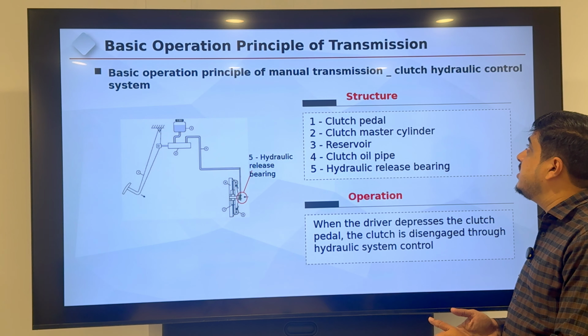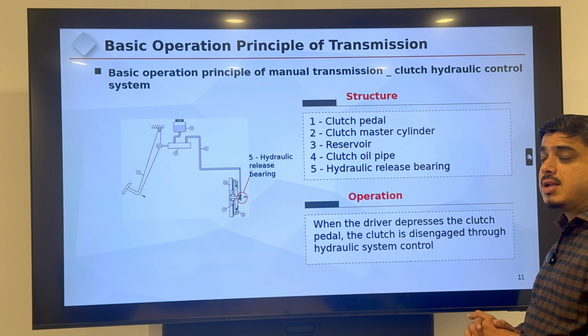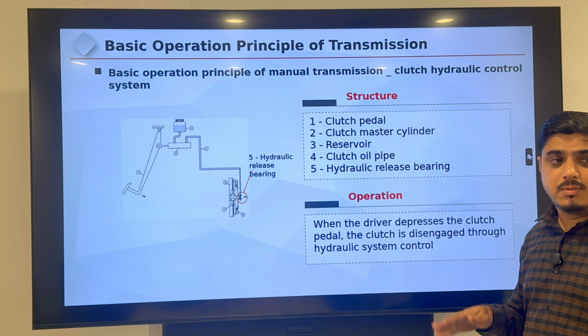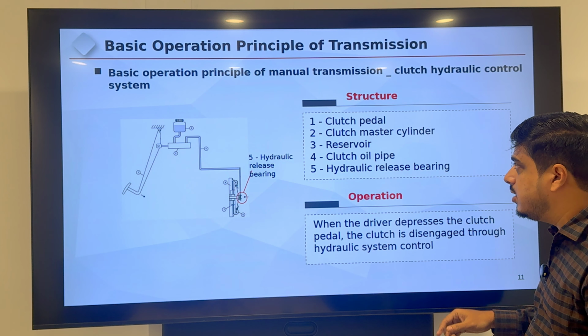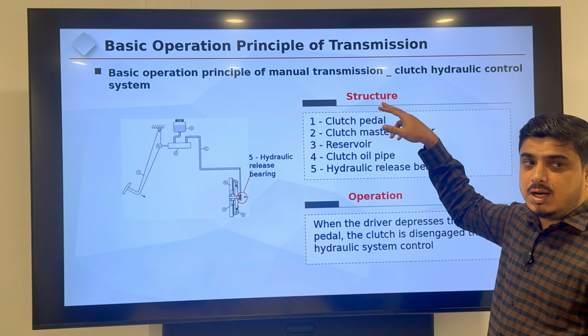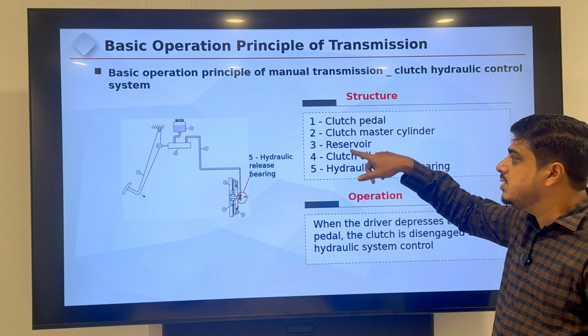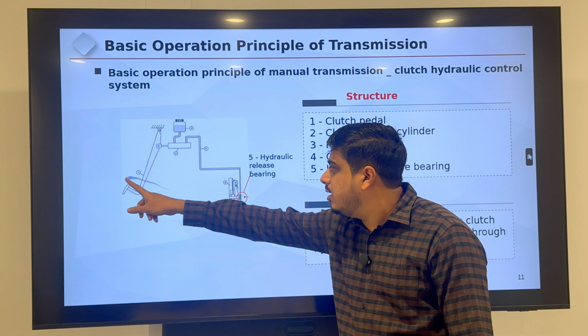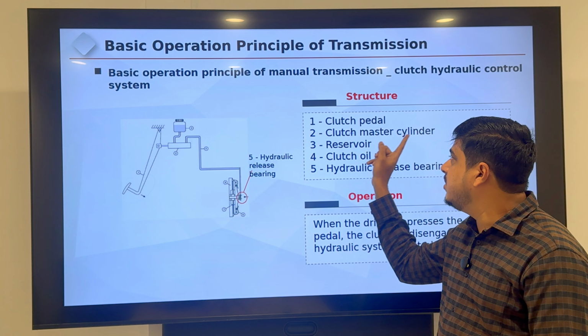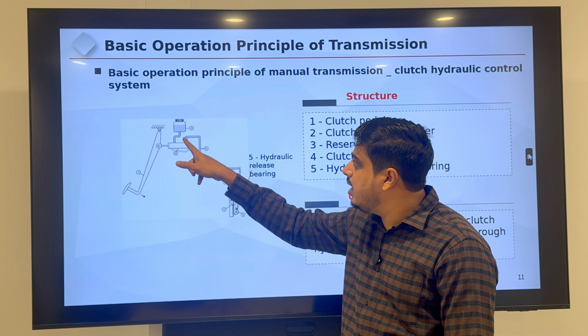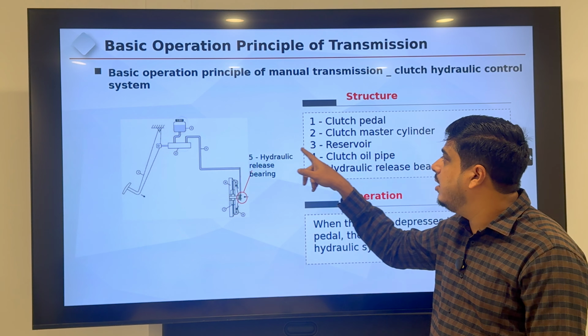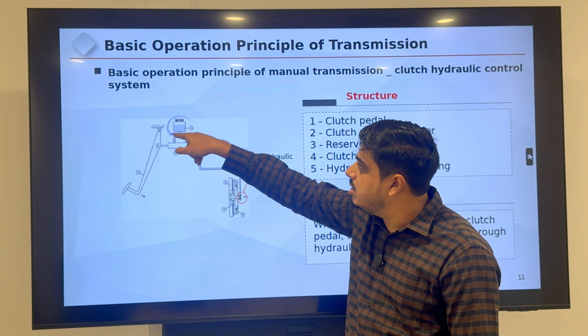Next, manual transmission clutch hydraulic system. How does the hydraulic clutch system, the clutch pedal and everything, work? The main components in that circuit: the first one is the clutch pedal. This is the clutch pedal, and the second is the clutch master cylinder, connected to the reservoir, and the third one is the reservoir just mentioned.